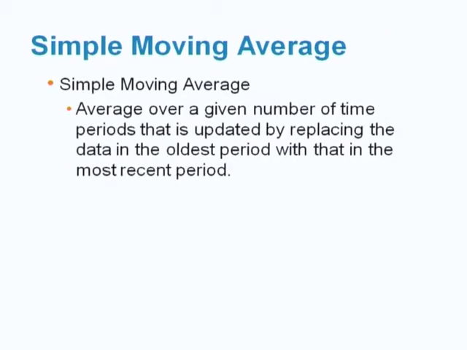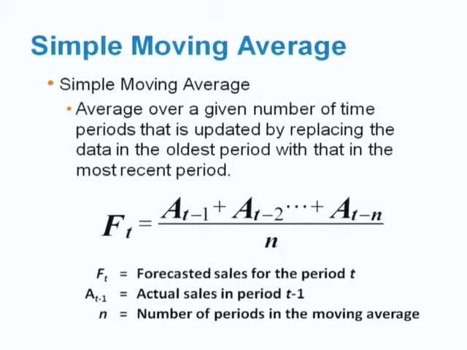For the simple moving average, we use the average over a given number of time periods that is updated by replacing the data in the oldest period with the most recent period. The formula shows that F at t equals the actual sales in period t-1 plus actual sales in period t-2, and so on together, over n, where n is the number of periods in the moving average.